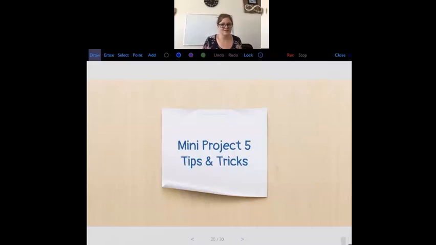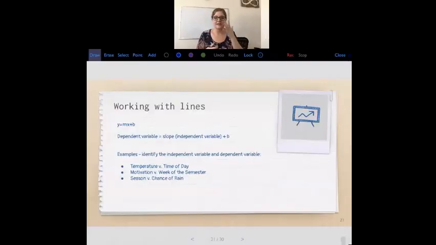So let's talk about some tips and tricks for Mini Project 5. First, we're going to be working with lines in this mini project. Remember, the equation of the line is in the form of y equals mx plus b. With our lines, x is the independent variable and y is the dependent variable because it depends on x.